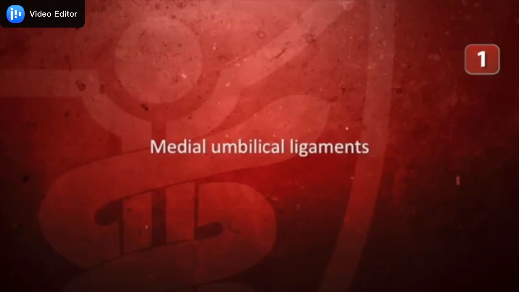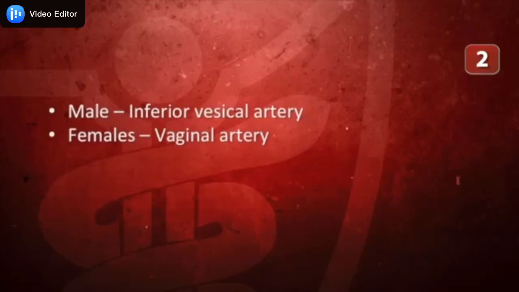First question, what ligaments are formed by the obliterated umbilical arteries in the adult? That's the medial umbilical ligaments. Next, typically what artery supplies the inferior bladder in males and in females? So in males we call it the inferior vesicular artery. Now it's agreed upon that females don't have inferior vesicular arteries. Therefore the inferior bladder is supplied by the vaginal artery in women. Next, what artery passes through the transverse cervical ligament to reach the pelvis?